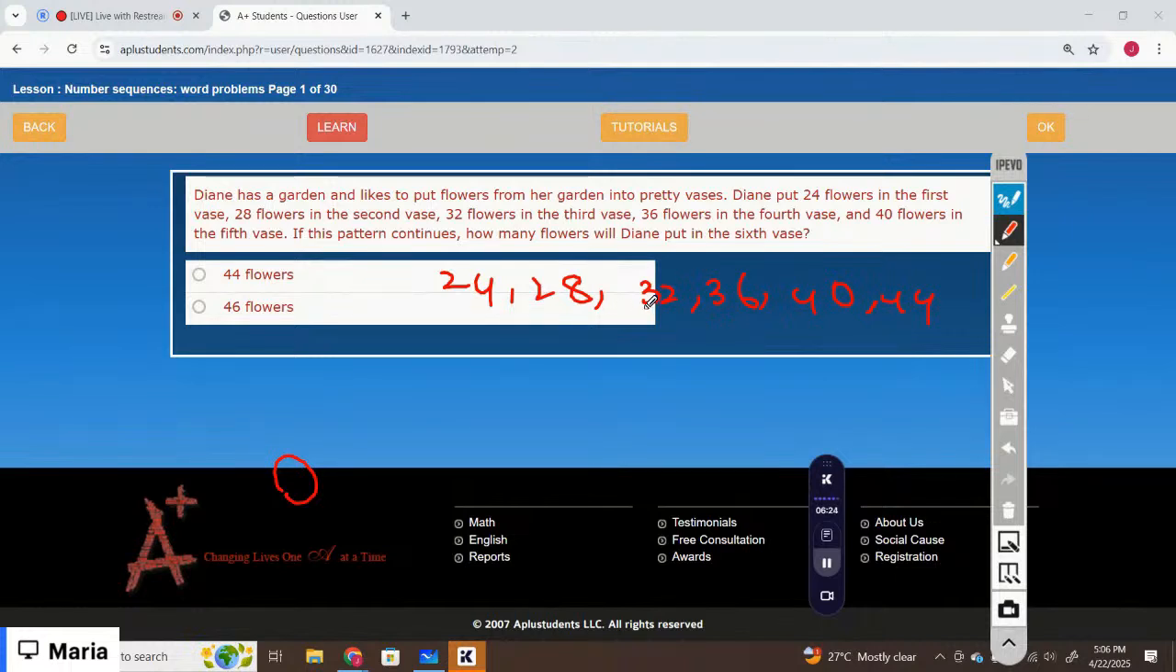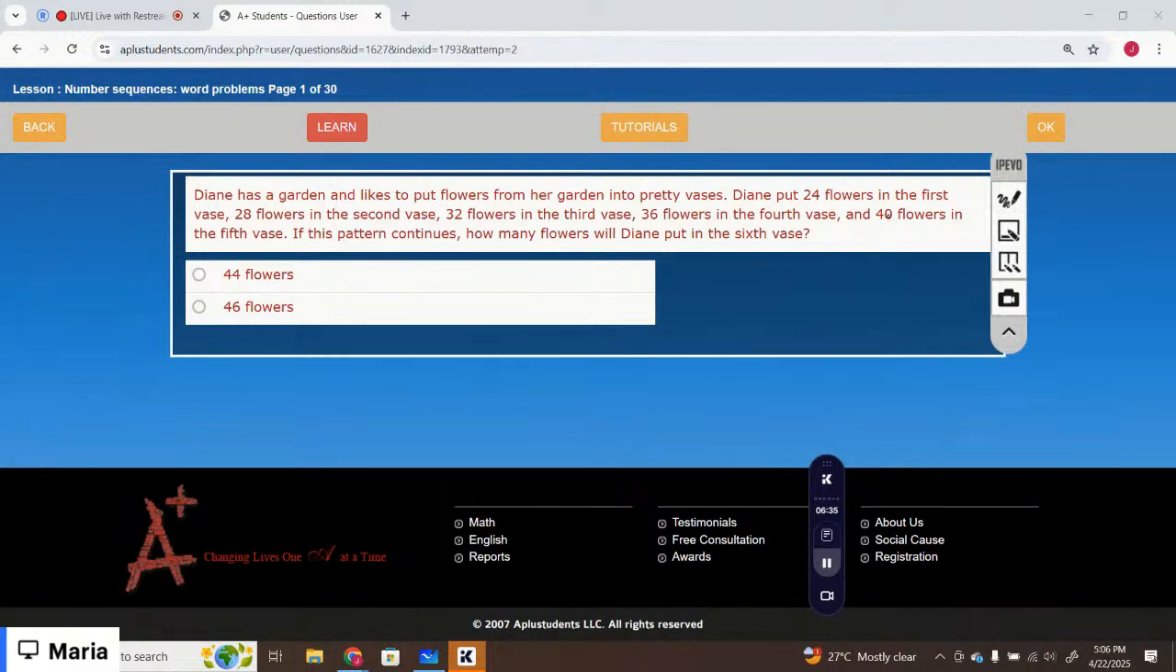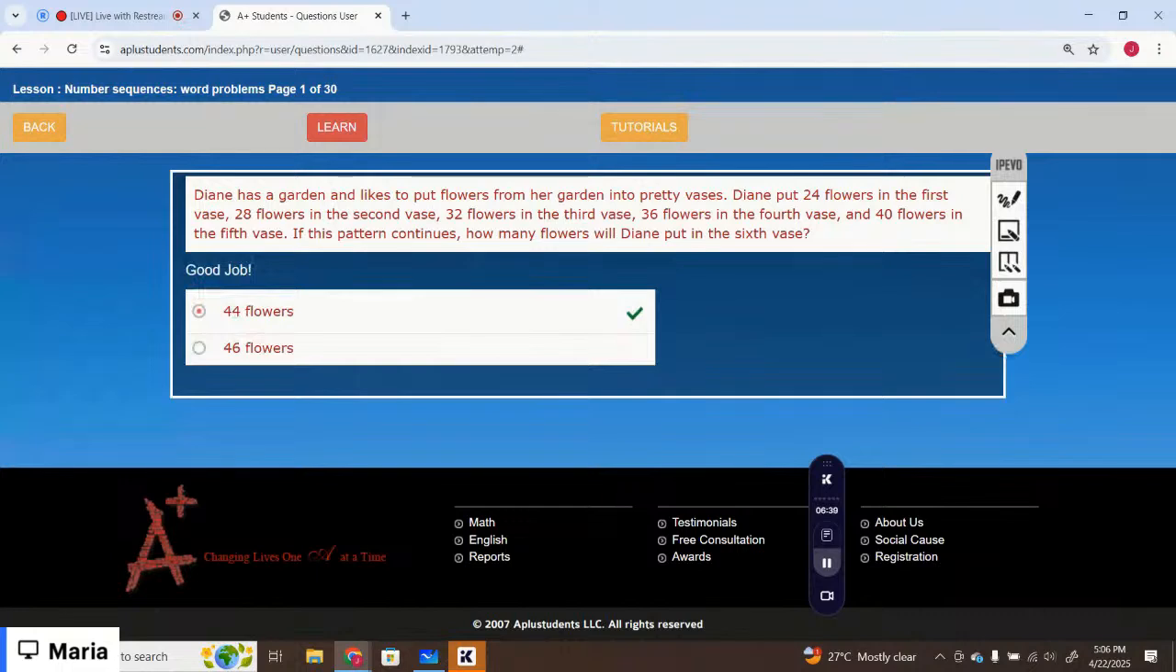24 plus 4 is 28. 28 plus 4 is 32. 32 plus 4 is 36. 36 plus 4 is 40, so the next one is 44. Option number 1 is the correct option. That is 44 flowers.